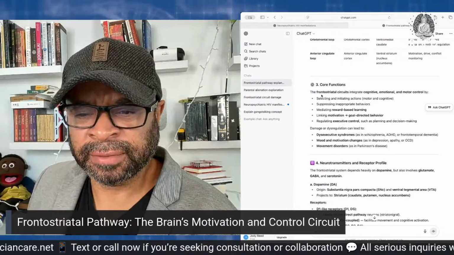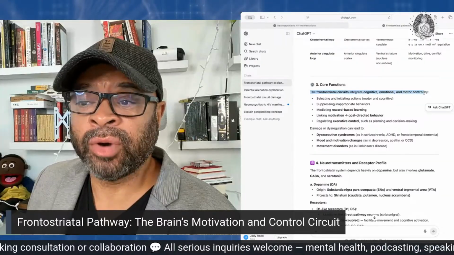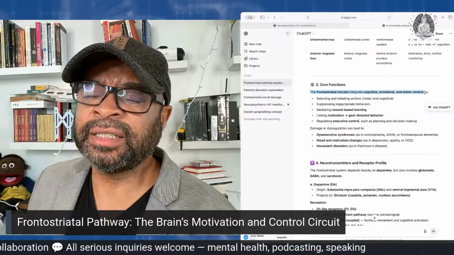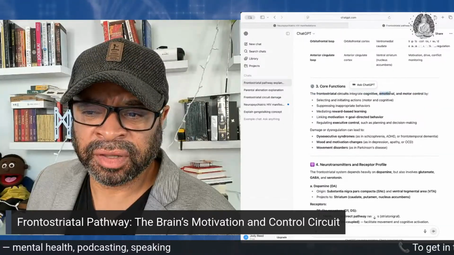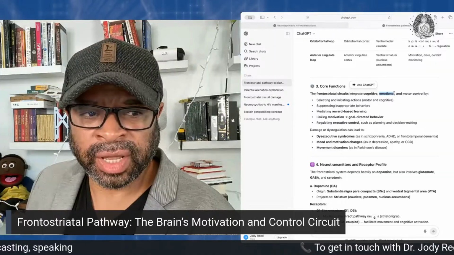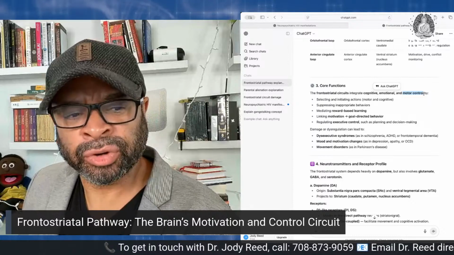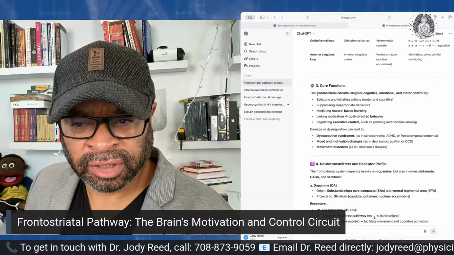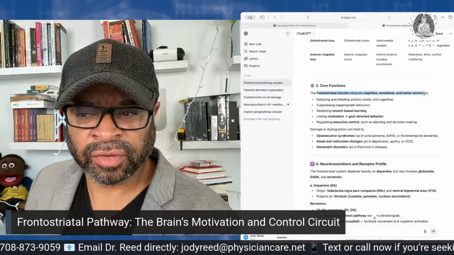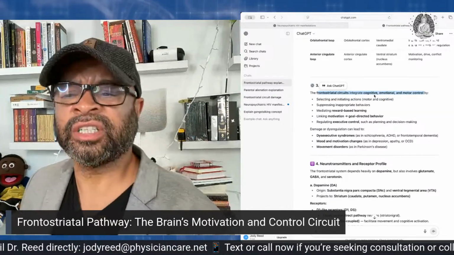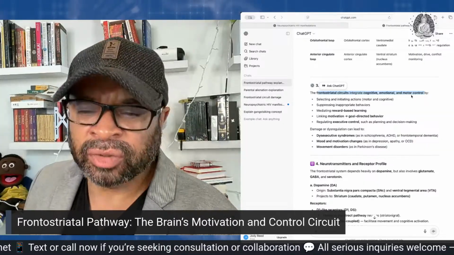So let me just review this again. You have these frontal striatal circuits. They integrate cognitive, emotional, and motor control, right? Remember, in schizophrenia, the diminished cognitive processing, the diminished emotional range or apathy, and also the motor movement changes. So damage to this frontal striatal circuit, you can see the areas where the patient will have the most dysfunction, meaning cognitive areas, emotional areas, or movement disorder areas.